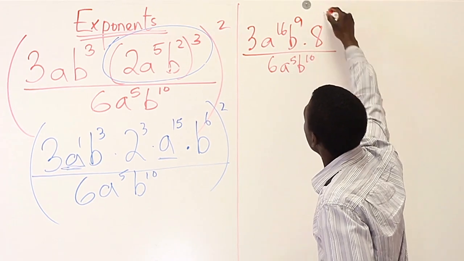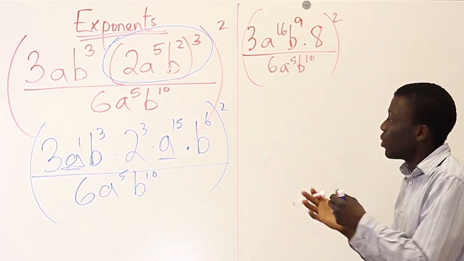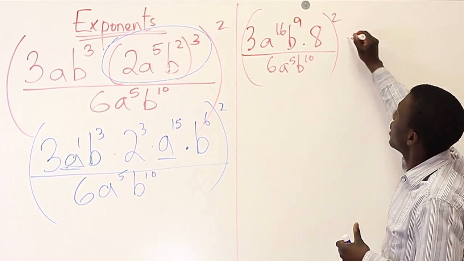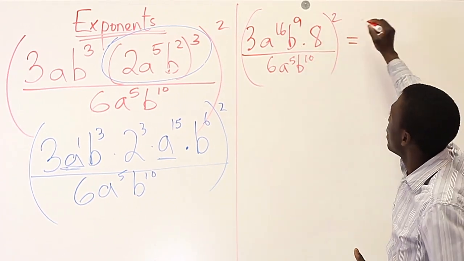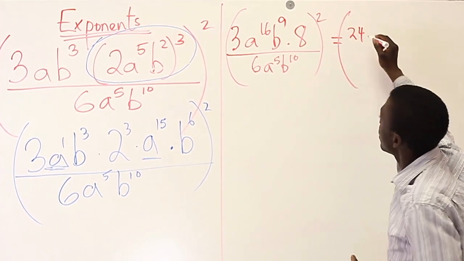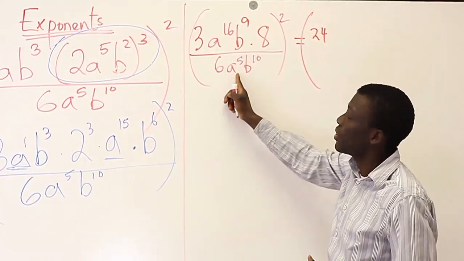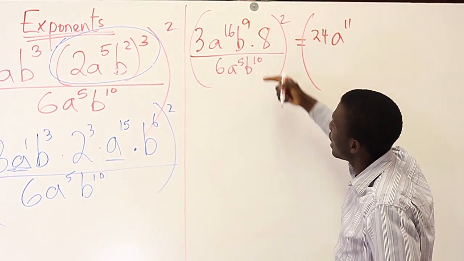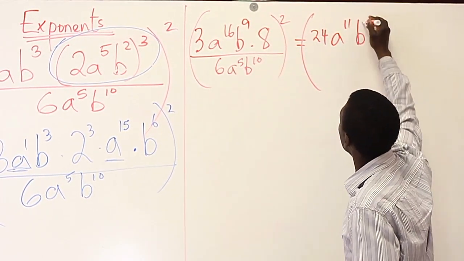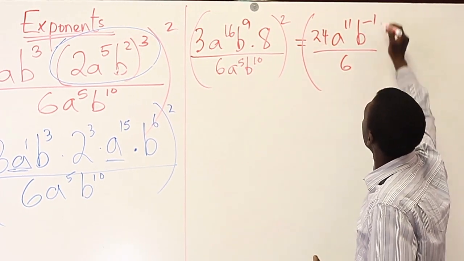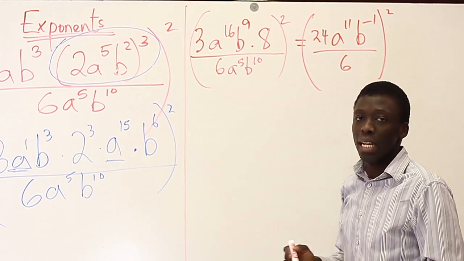So we have all this raised to the second power. Well, notice now it looks less complex. Now we're going to multiply 8 times 3. So we have 24. We still have this inside. We have a to the 16th and a to the 5th. You can subtract. So you have a to the 11th. You have b to the 9th and b to the 10th. You now have b to the negative 1. And then you have the 6 still on the denominator. And that's raised to the second power.